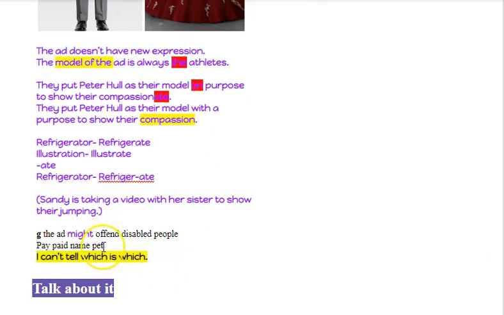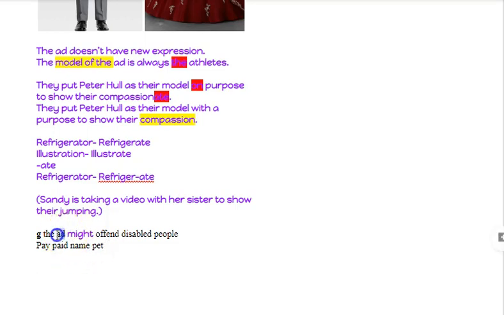Alright, so let me just try to check this one. Pay, paid, name, pet. So try to pronounce a word like, for example, this one. Can you try to say that? Pay. Letter G. Add. And can you try to say aid? Both of them have their own meanings, right?